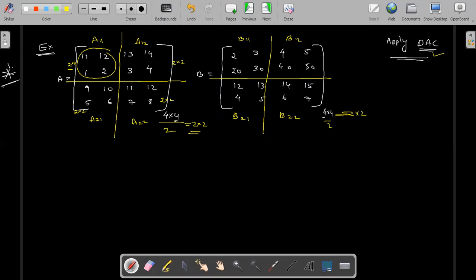A11, how many elements are there? 4 elements are there. A12, how many elements are there? 4 elements. So what is the dimension? 2 cross 2. Here also B11 is one element, but this matrix is 2 cross 2. Understanding everyone? But this entire matrix is B11. That's it. Now got it everyone? This entire matrix we considered as B11.